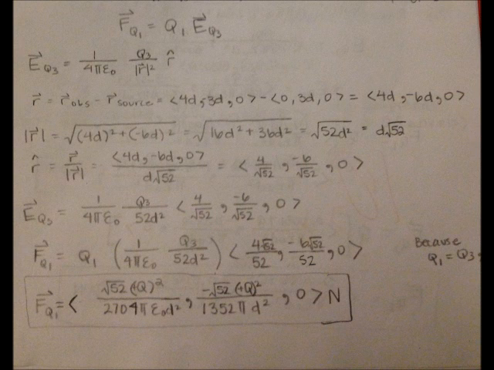When you do this, you can also find the magnitude of r, and when you do that, you get d square root of 52. Then you can find the direction with both of these components. Our direction would be 4 over the square root of 52, negative 6 over the square root of 52, and 0. Finally, you can substitute all the components of the equation E of Q3 and solve for force of Q1.